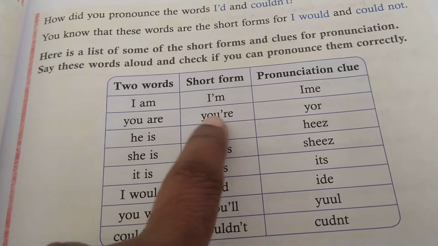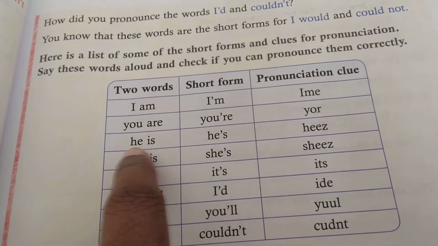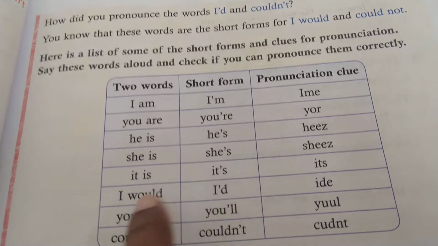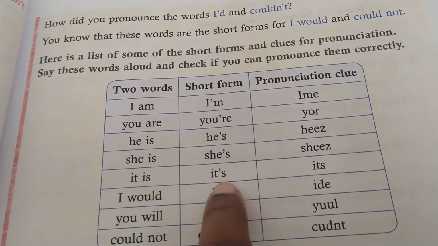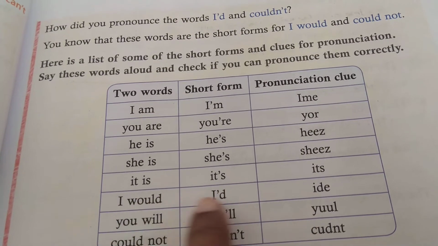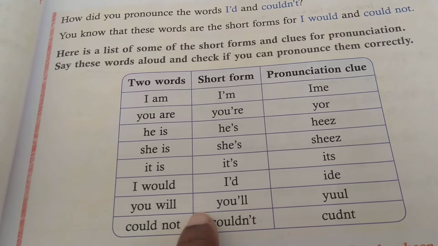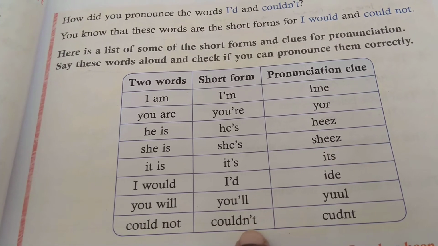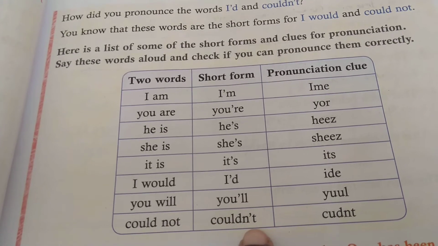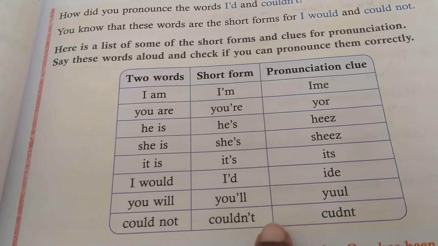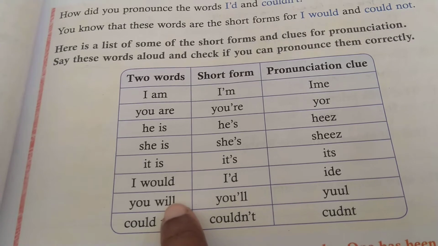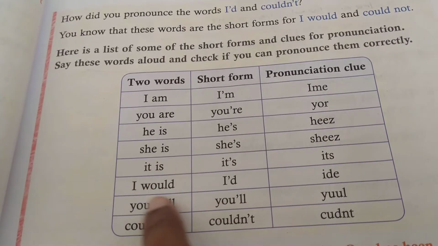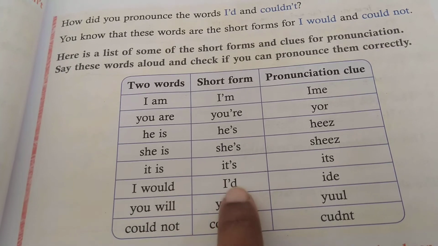You are, you're. He is, he's. She is, she's. It is, it's. I would, I'd. You will, you'll. Could not, couldn't. Could not, couldn't. Can you see? Here o is missing. Here wi is missing. Here, in place of the whole word would, we are writing I apostrophe d.